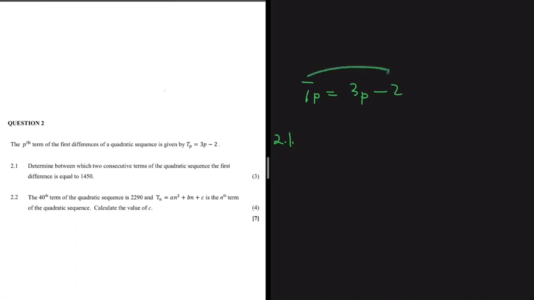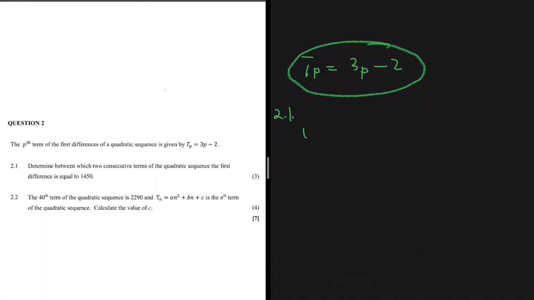So this equation that we have here is not the equation of the quadratic sequence. It's the equation of the first difference of the quadratic sequence, right? So let's say, for instance, we had a quadratic sequence with terms 1, 4, 9, 16, right? And then let's find the first differences. We're just using this to make an example. 4 minus 1 is 3, and then 9 minus 4 is 5, and then 16 minus 9 is 7, and then 5 minus 3 is 2, and then 7 minus 5 is 2, right?